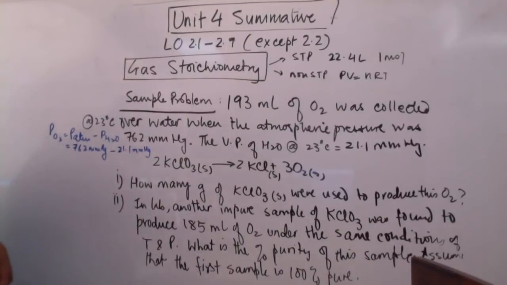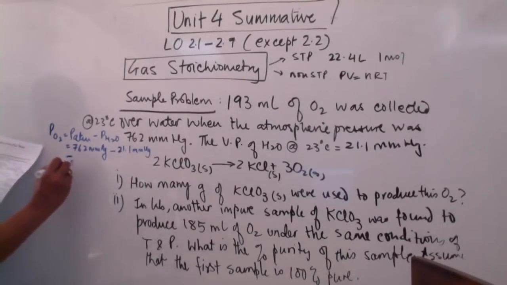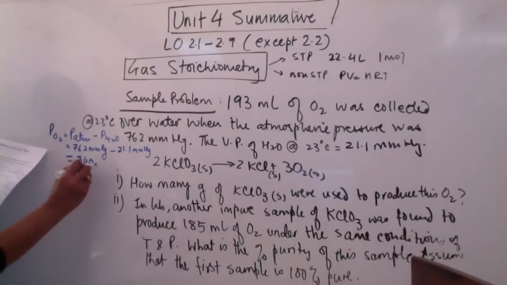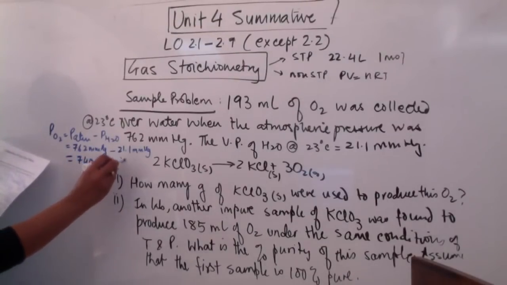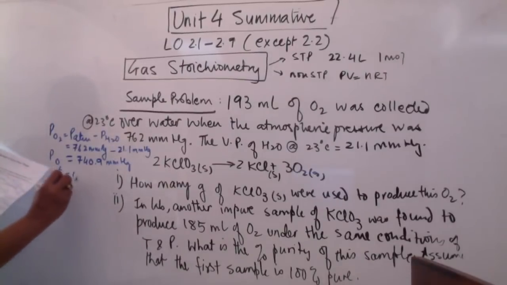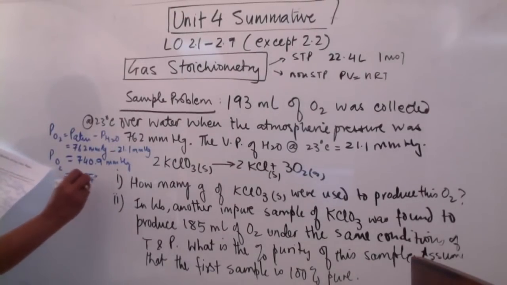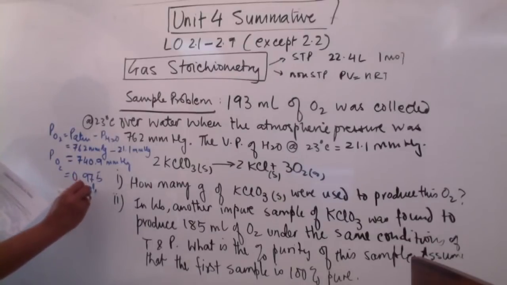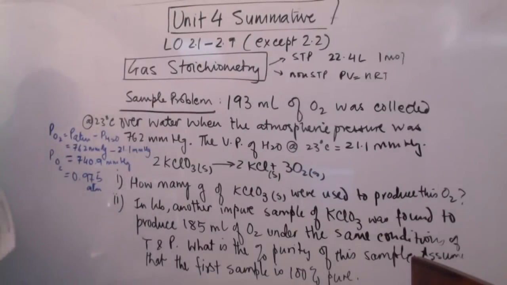And when we do that, we get 740.9 millimeters of mercury. That is the pressure of oxygen gas, or that is 0.975 atm. I like to do my problems in atm, guys, and I don't need to worry about the R. Okay. Now, we will be using the ideal gas equation.